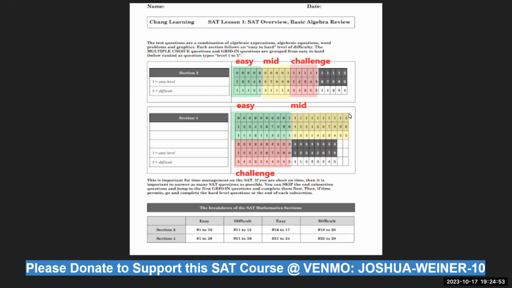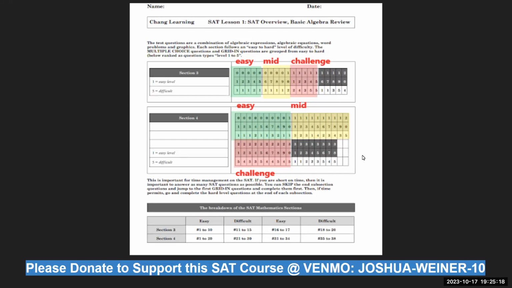But what students aren't often told by tutors is that the first 20 questions are easy to mid-level, and the challenge questions are mostly grouped in questions 21 to 30. Here you can see in the bottom row, 5 being the most difficult. Most of the level 4 and 5 questions are here, between questions 21 to 30.